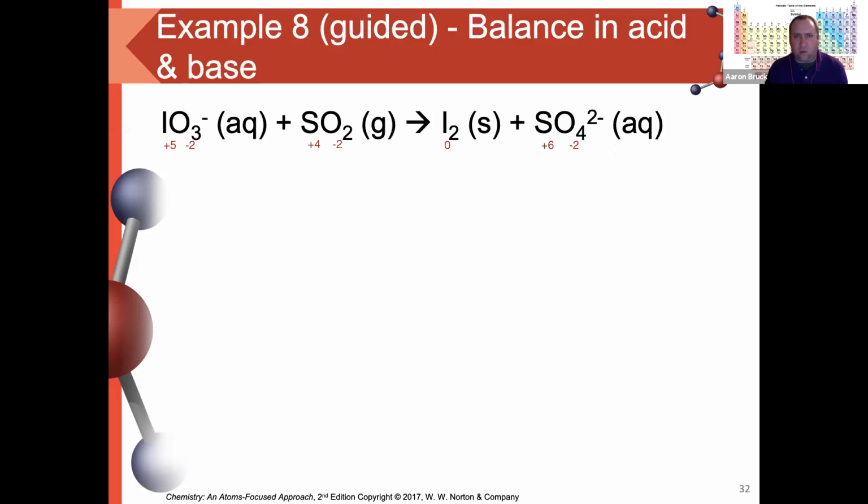And so setting up the matched pairs here is pretty easy. There's only 2 substances that contain iodine. There's only 2 substances that contain sulfur. So this one isn't as difficult to do. Let's just go ahead and box those in. We'll choose blue for the iodine, pink for the sulfur.